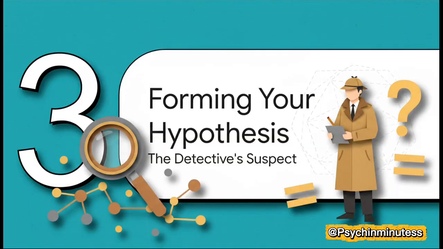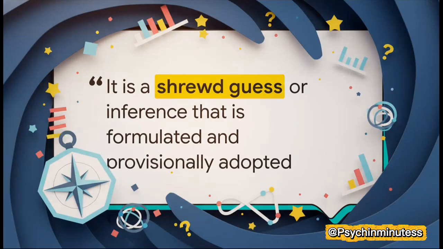Okay, Section 3, forming your hypothesis. If we're detectives, we obviously need a suspect. And in data analysis, our prime suspect is the hypothesis. This is essentially our tentative solution to whatever problem we're investigating. I absolutely love this quote from John W. Best, where he calls a hypothesis a shrewd guess. Actually, in research, a hypothesis is often referred to as a leap into the dark. It's this brilliant, educated guess about how things work based purely on the facts you've observed, which then acts as a compass to guide the rest of your whole investigation.